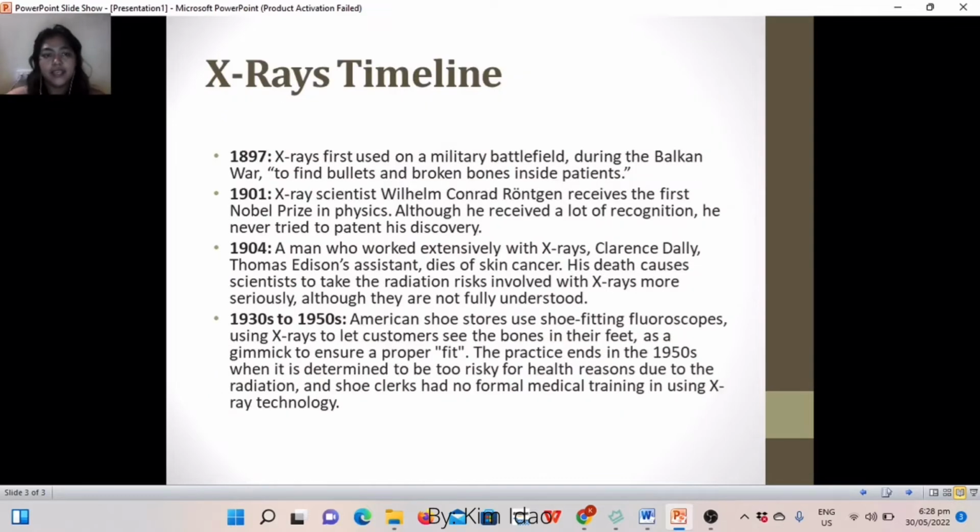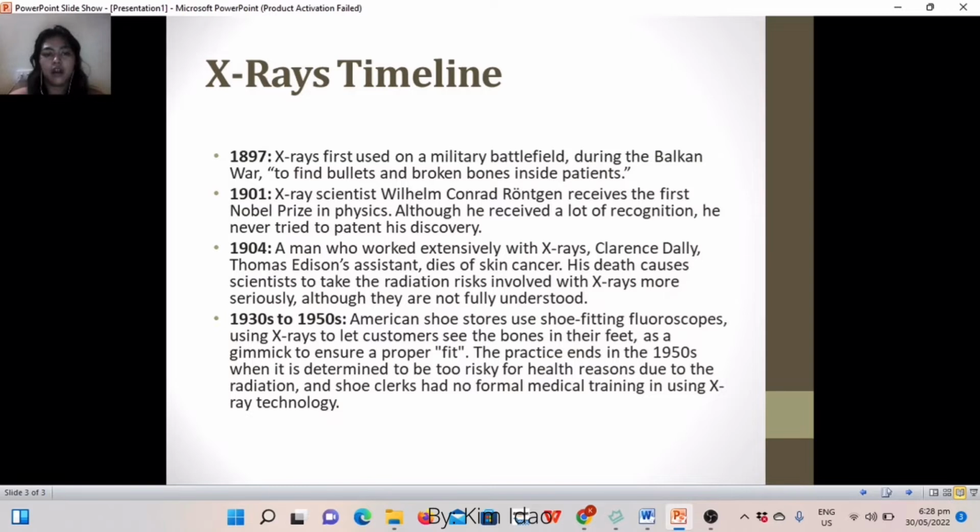So this is the X-ray timeline. In 1897, X-rays were first used on the military battlefield during the Balkan War to find bullets and broken bones inside patients. In 1901, Wilhelm Conrad Röntgen received the first Nobel Prize in physics. Although he received a lot of recognition, he never tried to patent his discovery.